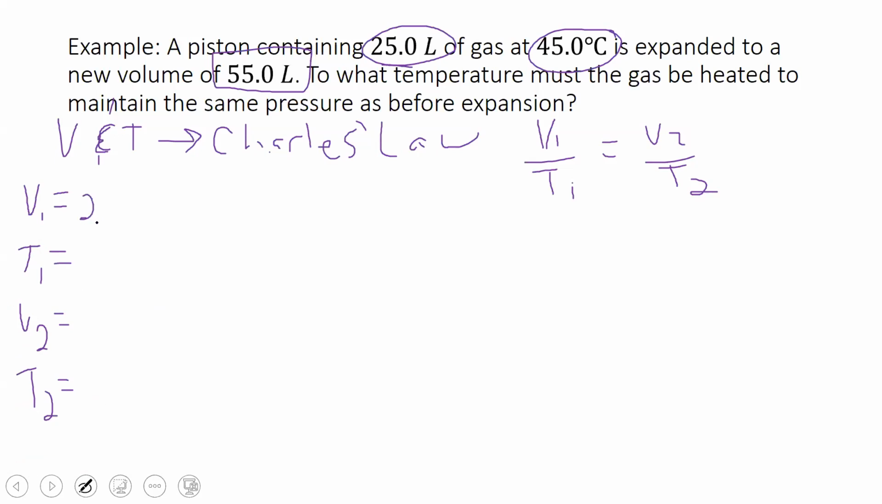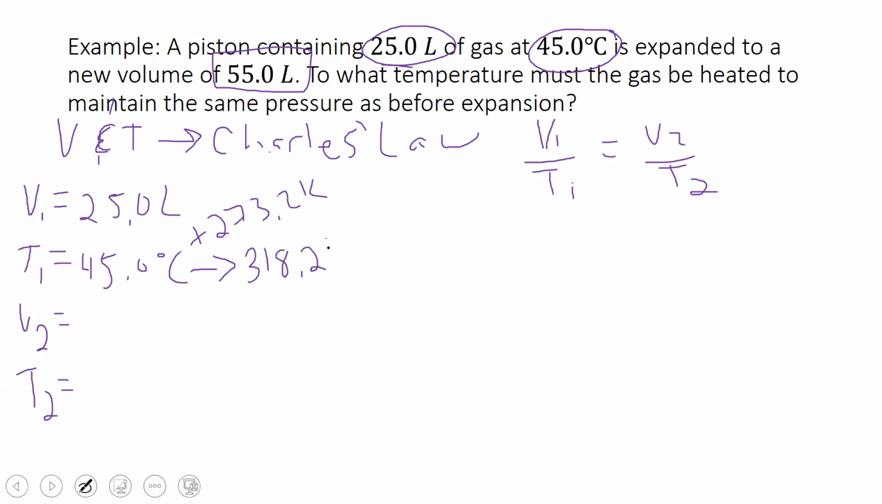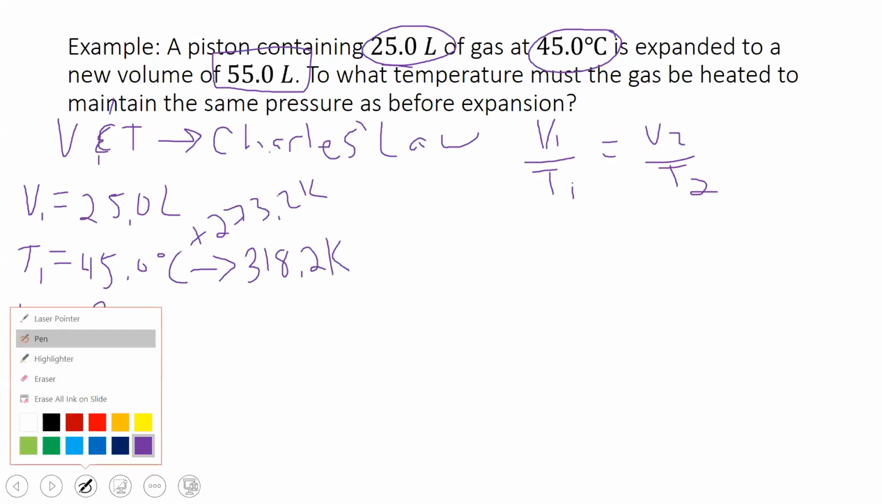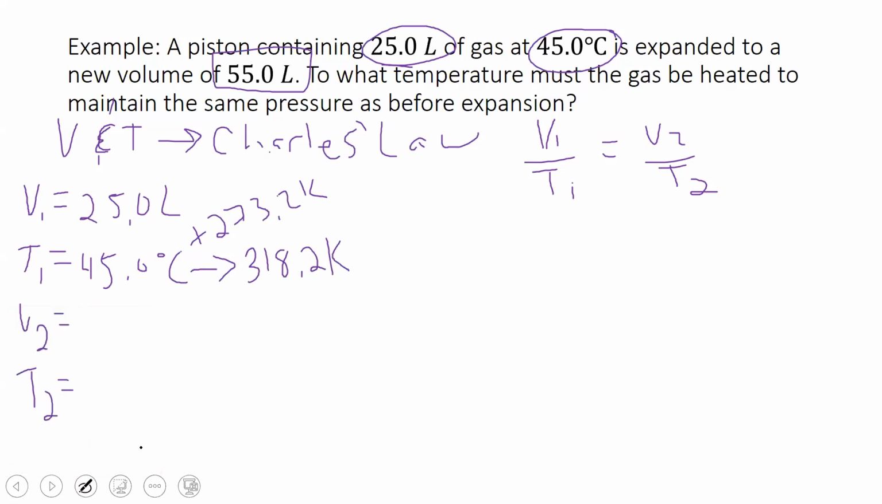So V1 we see is 25.0 liters. T1 is 45.0 degrees Celsius, but that's something we have to convert because our 0 point is based on the Kelvin temperature here. So you have to add 273.2 Kelvin to that, and you wind up with a value of 318.2 Kelvin for T1. V2 is 55.0 liters. And T2 is what we're looking for.